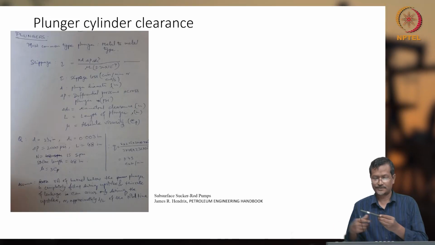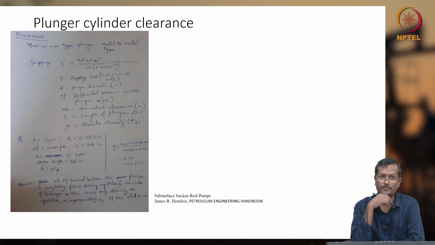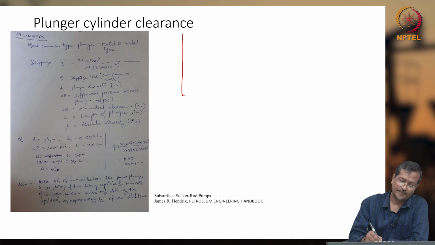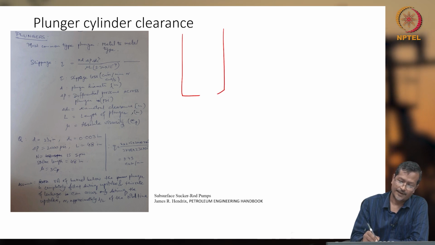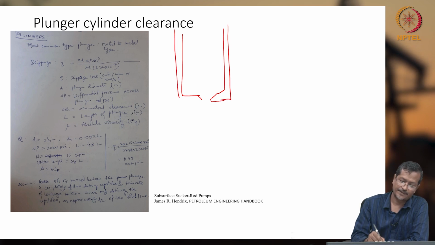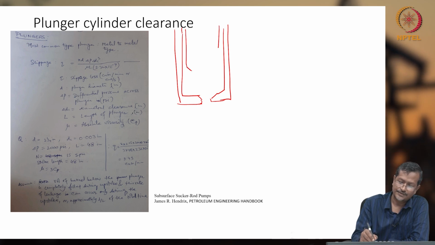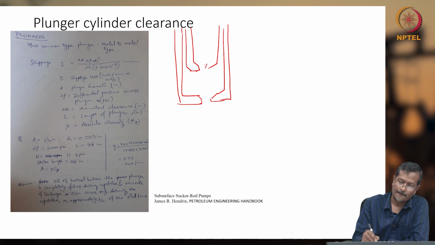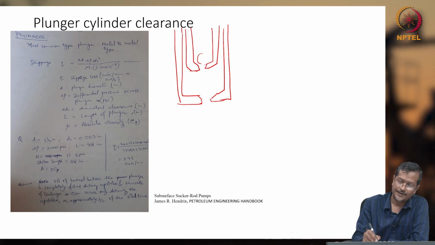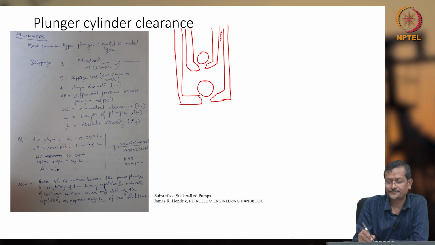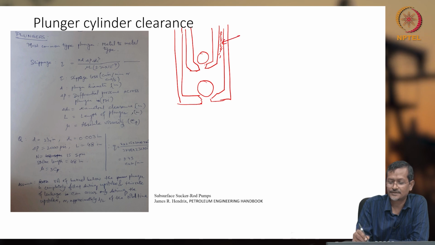Plunger cylinder clearance. I said that between plunger and cylinder there is not much clearance, but actually there will be clearance. Why? The plunger is here, and it has some valve seat like this. This is the cylinder barrel, and I have one plunger like this, and there is one ball. Now, in between this area is the clearance area.